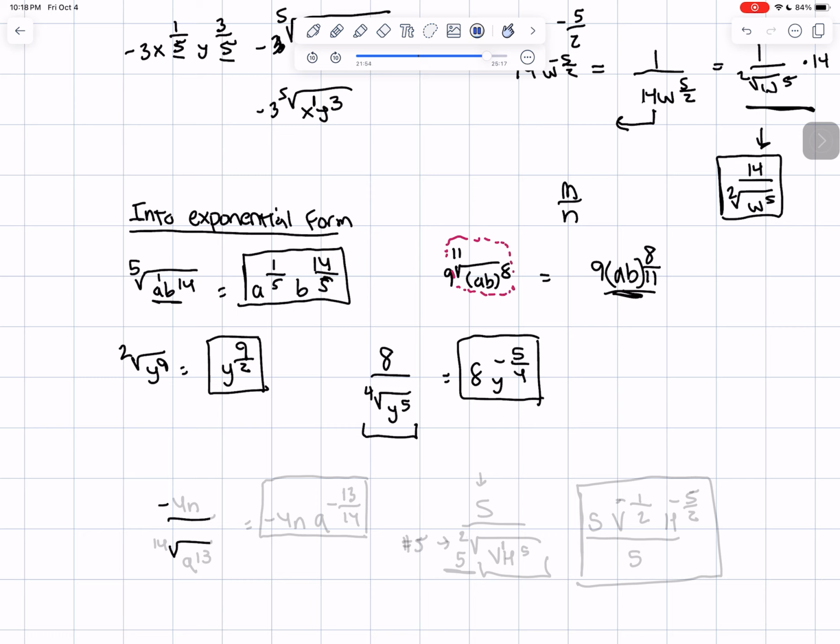So let's do negative 4n over 14 square root q to the 13. Same thing again. If I know it's going to be multiplying, the 4n is going to be in the front of that top number. What about the bottom? Well, it's on the bottom, it's in a fraction form. My exponent's going to be negative. So that means it's going to be q raised to the negative. Okay, what's my m? What's my n? My m is 13. My n is 14. And that's how we write it.